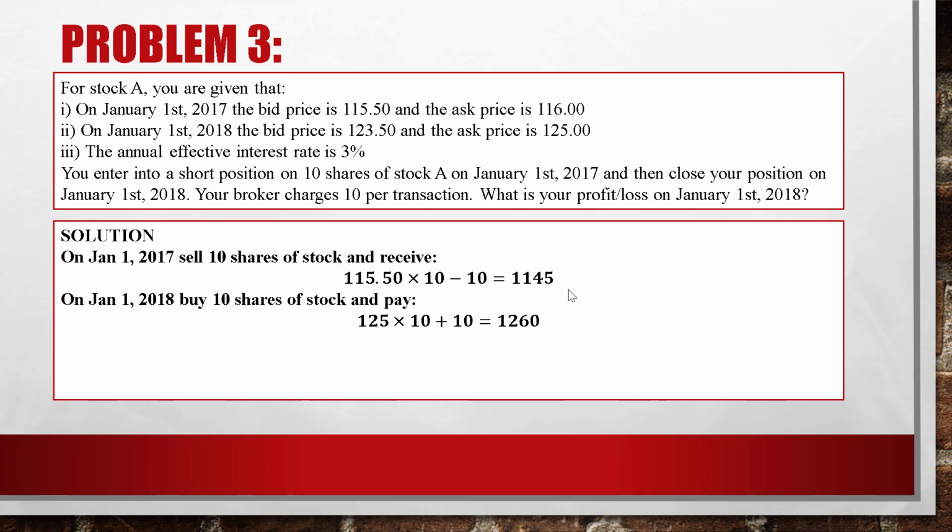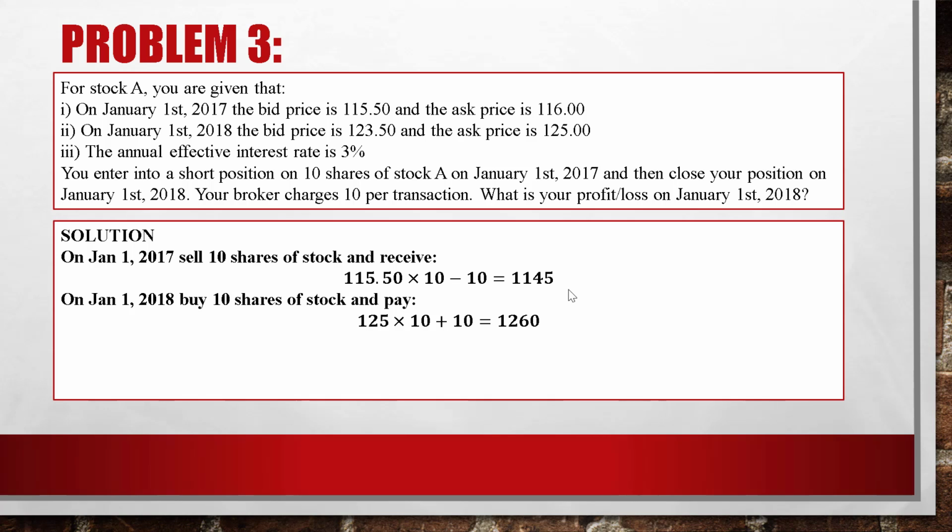So in order to do any calculation between these two numbers, you have to move them to the same time point, either in 2017 or 2018. But here the question asks for your loss or profits on January 1st, 2018. That means you have to move all of these two numbers to 2018. So we have to calculate the future value, the accumulated value of $11.45.